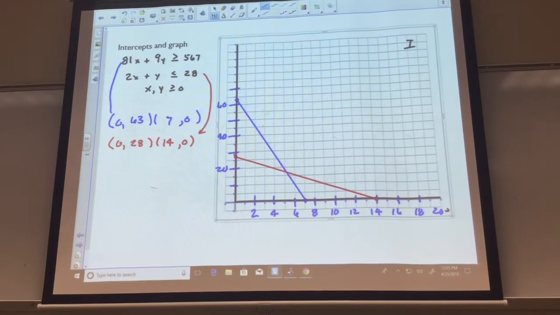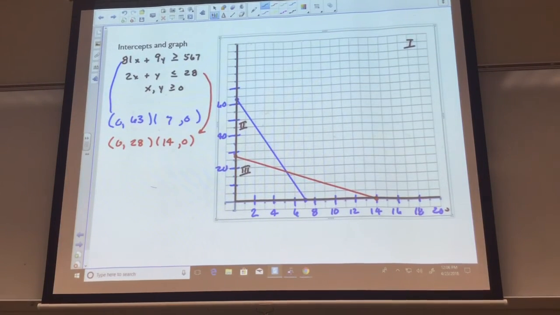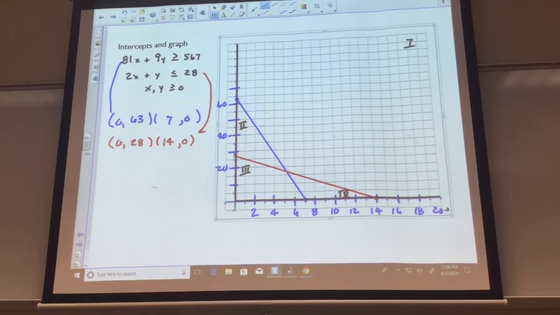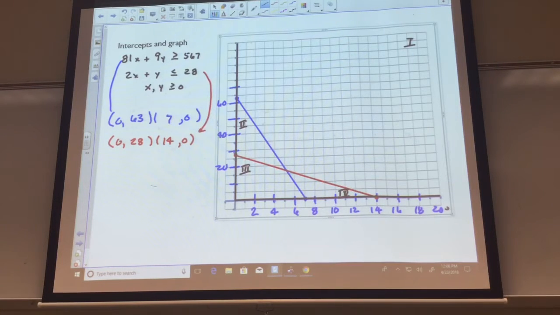Okay, quadrant 1, quadrant 2, quadrant or region 3, and region 4. Where do you want to start? Region 3. And what point do you want to use in region 3? 5 and 18. 5 and 18?